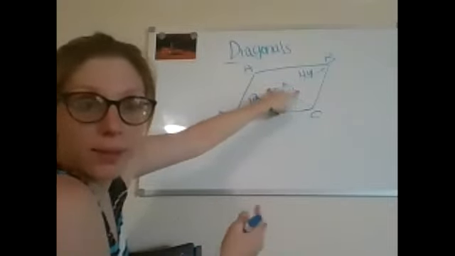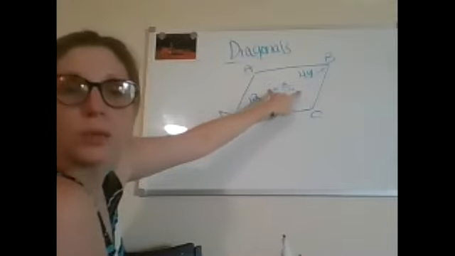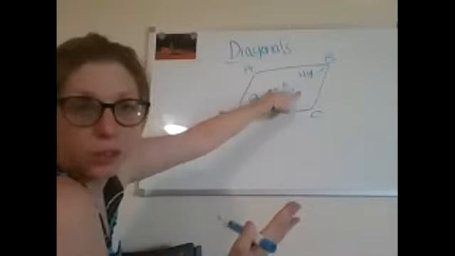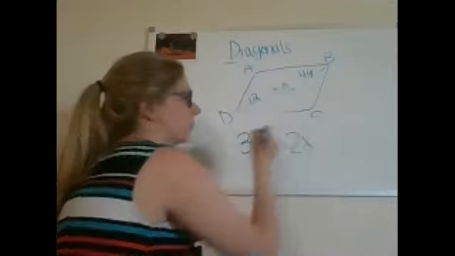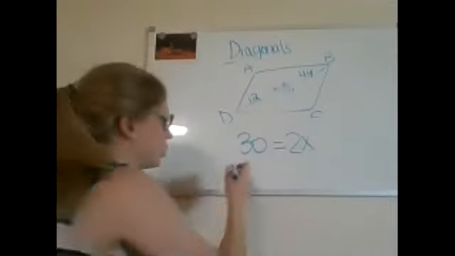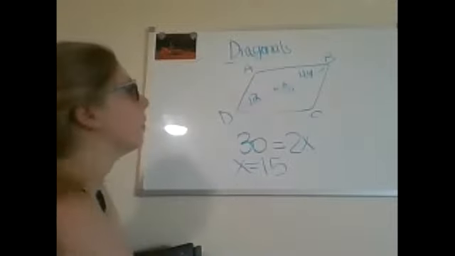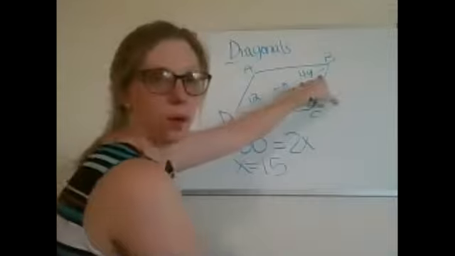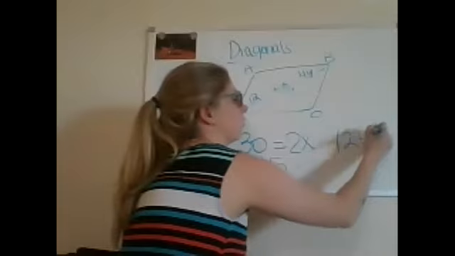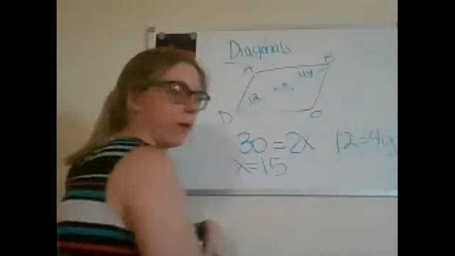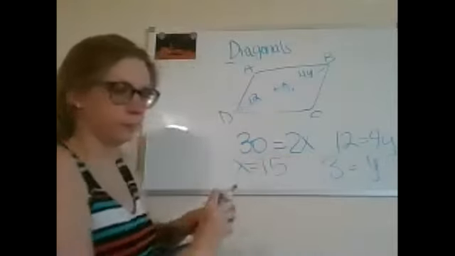Because of the way that diagonals do that, it creates vertical angles right here, which means that they are congruent. So we take those two angles, set them equal to each other. So here we can say that 30 equals 2x. Okay, divide each side by 2, x is 15. Okay, now to find y, again, y is on one side of this diagonal, 12 is on the other. So we're going to take 12 equals 4y, divide each side by 4, and y is equal to 3. Okay?